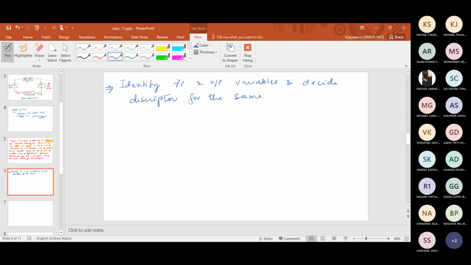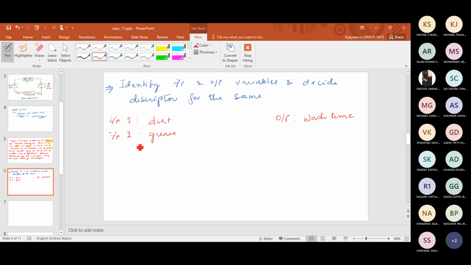So input and output variables are already given in the problem. What you need to do is just mention the descriptors here. So what are the inputs? Say input 1 is dirt, input 2 is grease, and output is wash time. So based on the amount of dirt and grease on clothes, you decide the wash time.